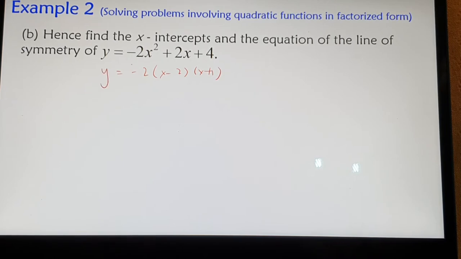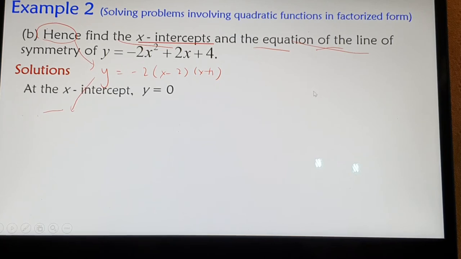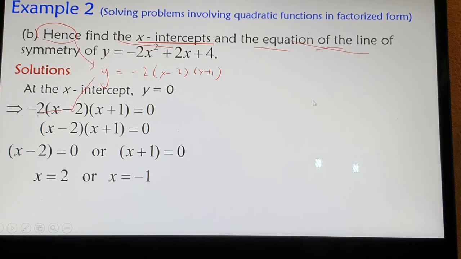Okay. So how do you do this? You have to use "hence". That means using this result. Where's the word hence? Hence here. Using this result, you go and find whatever they ask of you. Okay, so at the x-intercept y equals 0, then you can get the two.